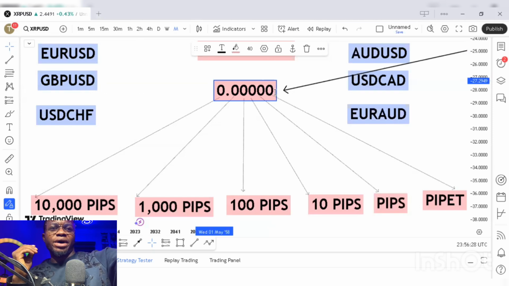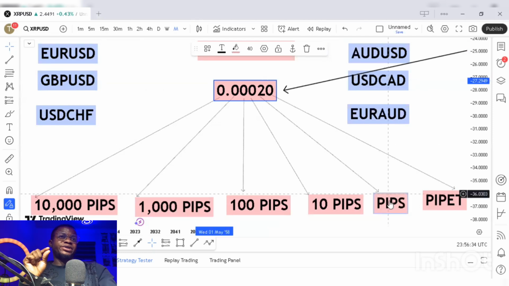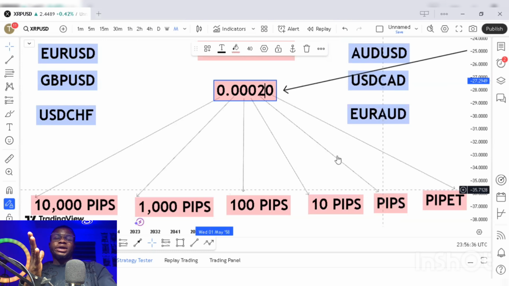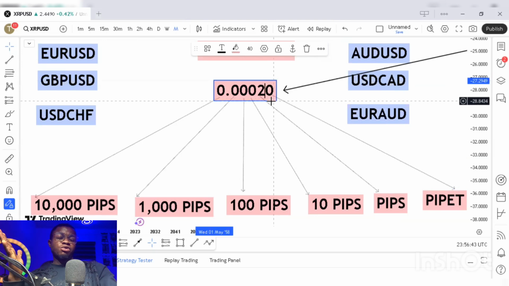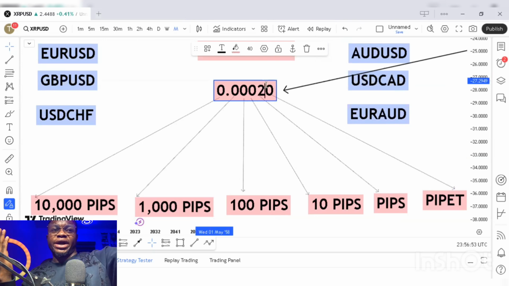Then please pay attention. The fourth number, that's the one I just changed to 2, is known as your pip. So that's your pip. If that number should change, which is add up or reduce, by 2, that is a 2 pip move. If we have to count till 9, then it goes back to 0, then the number next to it changes to 1. That's just how it moves, like binary.